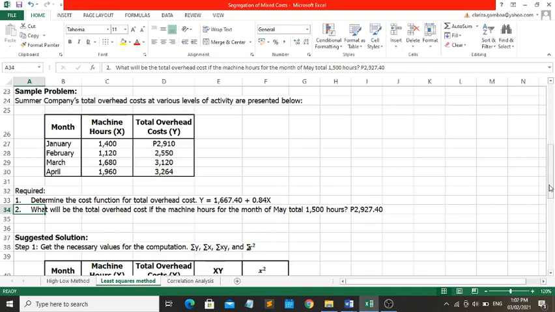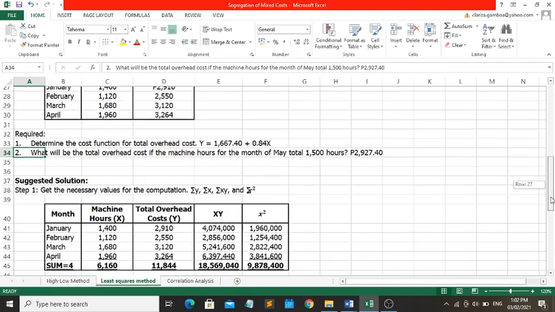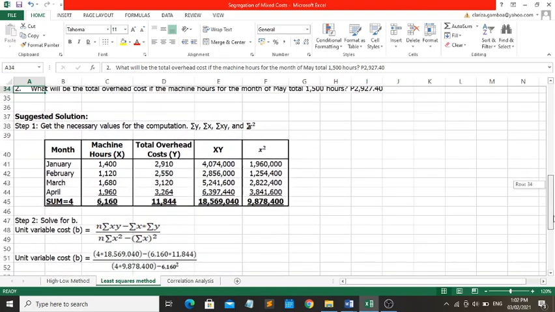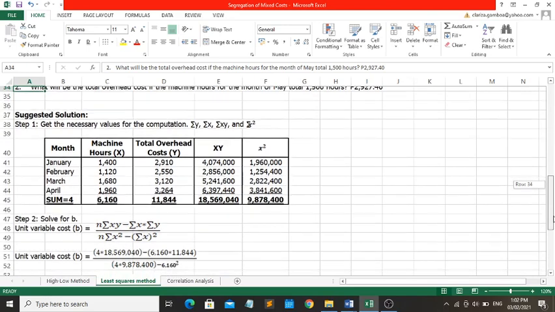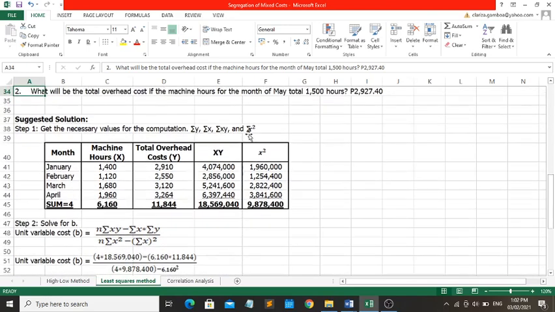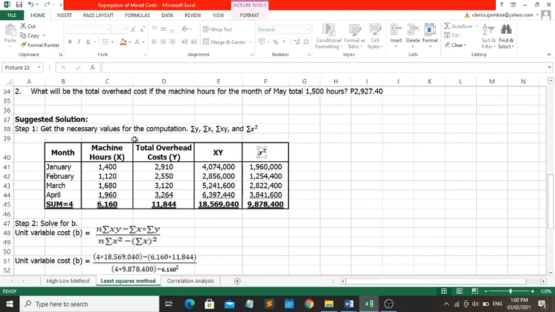Unlike the high-low method, where we only pick the highest and lowest points and remove the outliers, here we need to compute the summation of xy and x squared. So, there is more work, which is why our answer here is more accurate compared to the high-low. Suggested solution: get the necessary values for the computation. These are the summations in our formula, so let's get these summations.